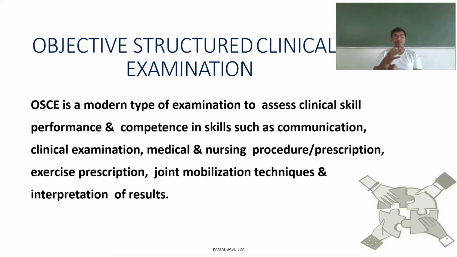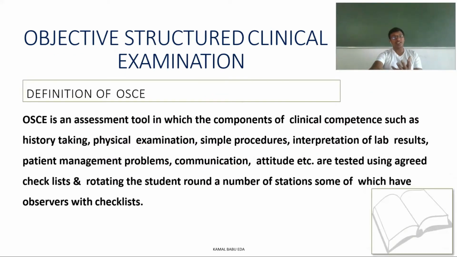And now we'll see objective structured clinical examination. It is a modern type of examination mainly used to assess clinical skill, performance and competence. What you are observing in this examination is communication, clinical examination, medical and nursing procedure prescription, exercise prescription, joint mobilization techniques, and interpretation of results. So these are some of the components of the objective structured clinical examination.